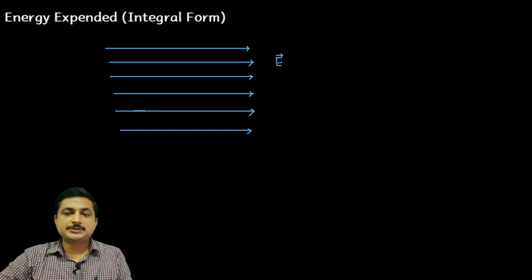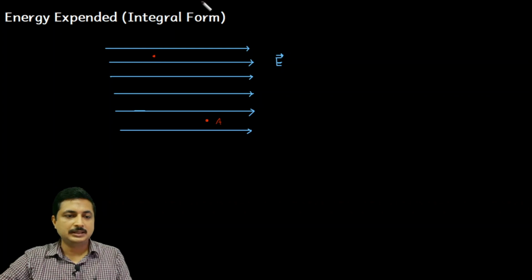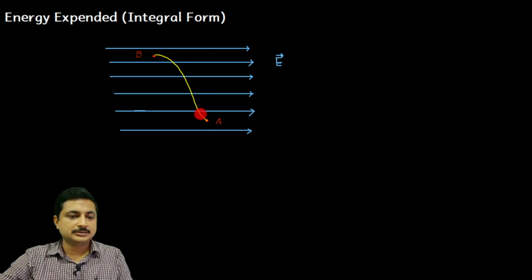Now, my positive charge Q is present at some point A in this field. Let me notate A. So, initially my positive charge Q is somewhere here. Now, I have to move this charge to some point here, let me name it B, along this path. Initially the charge was at A, now it is at B. I have to push this charge from A to B, against the field, along some arbitrary path.